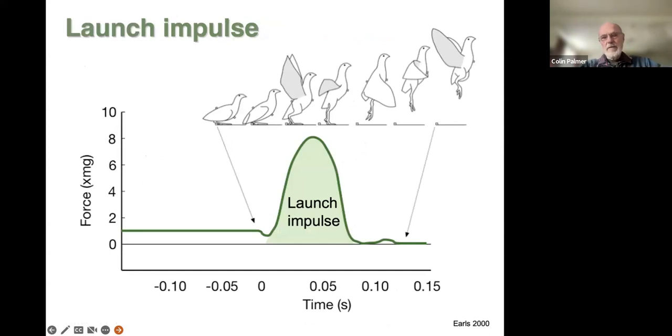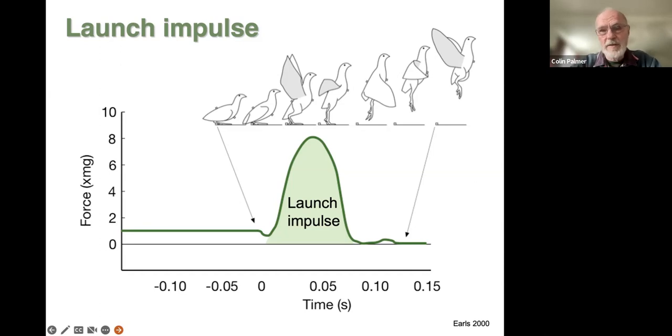So how do birds get around that, or how do they reduce the negative side of that? Well, what they do actually when they take off is they don't just stand and flap. They use their legs. And this is some groundbreaking work that was done by Earls in 2000. Other people had done similar things before, but she perhaps did it particularly well.